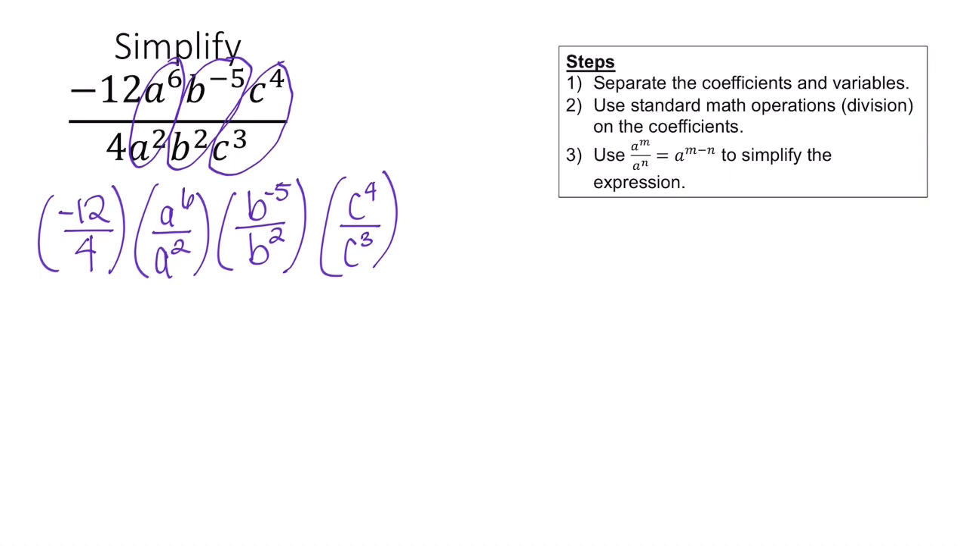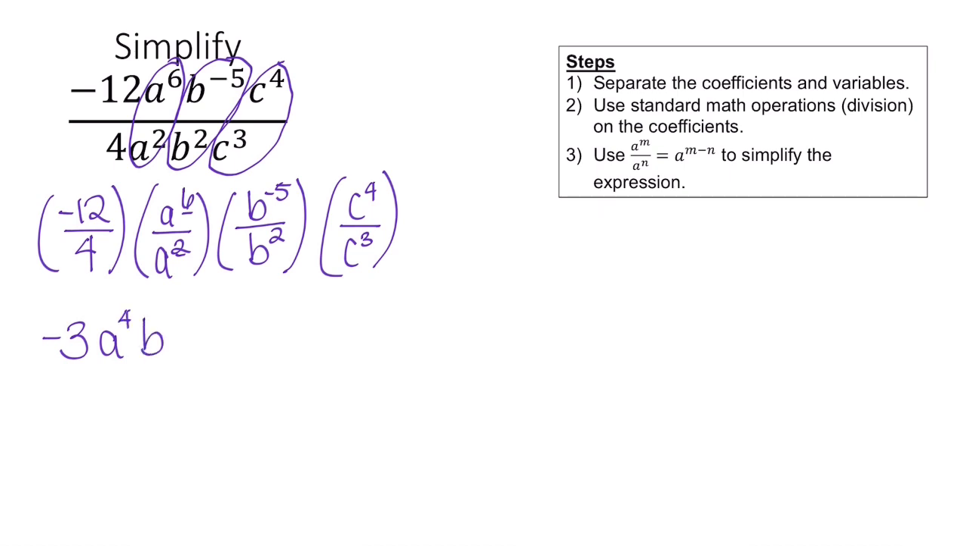So the coefficient part, we're just going to do regular division. Okay, so I just do negative 12 divided by 4. We won't have to worry about those exponent rules or anything there. So negative 12 divided by 4 is going to be negative 3. So now I have a to the sixth over a squared. So since I'm dividing, I'm going to subtract those exponents. Okay, so that's going to give me a to the 6 minus 2, which is a to the 4.